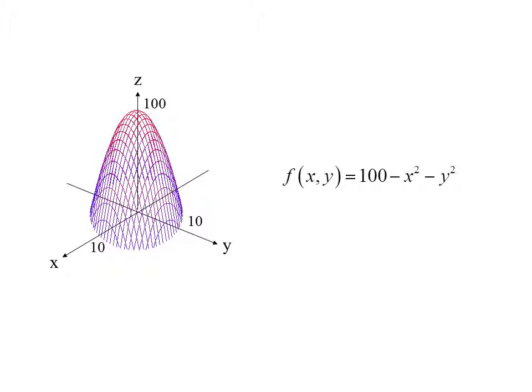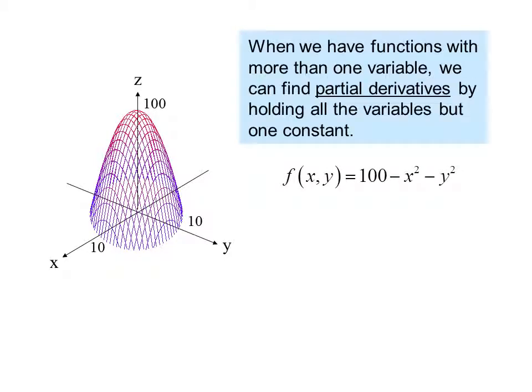Here we have the function f of x and y equals 100 minus x squared minus y squared. When we have functions with more than one variable, we can find partial derivatives by holding all the variables but one constant.